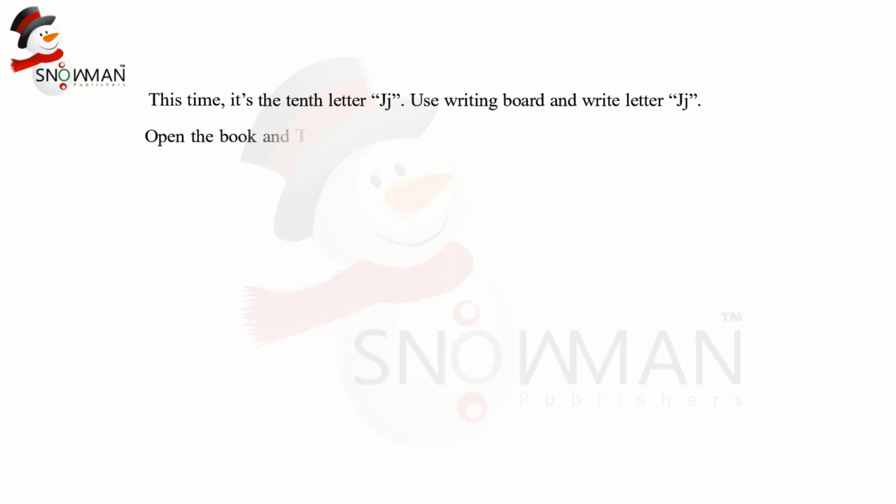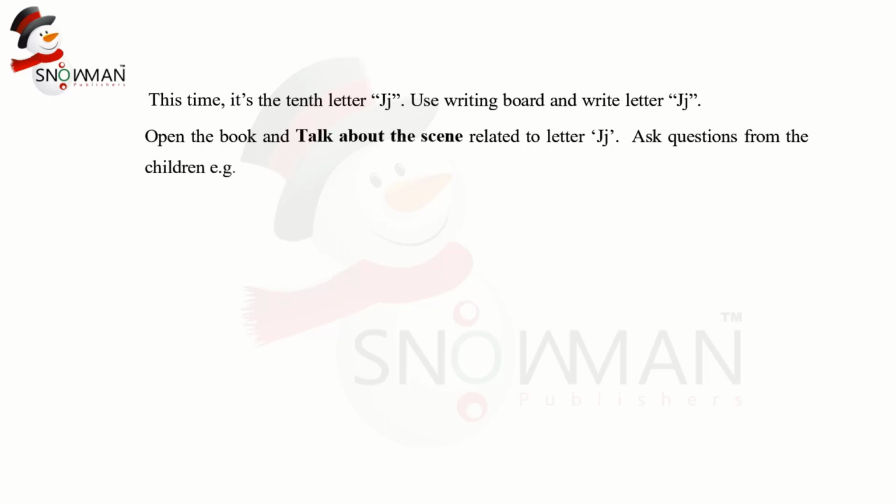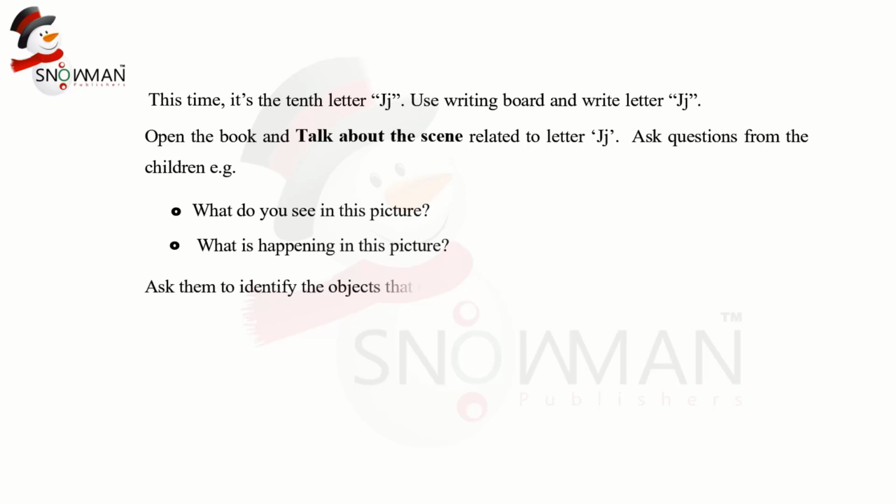Open the book and talk about the scene related to letter J. Ask questions from the children. For example, what do you see in this picture? What is happening in this picture? Ask them to identify the objects that start with the sound J.